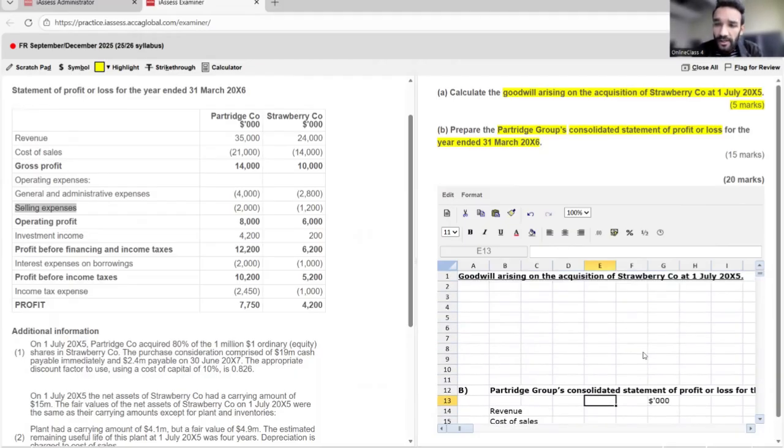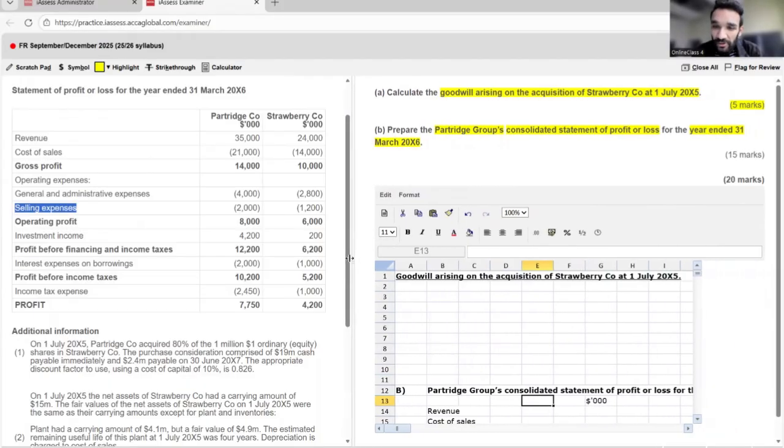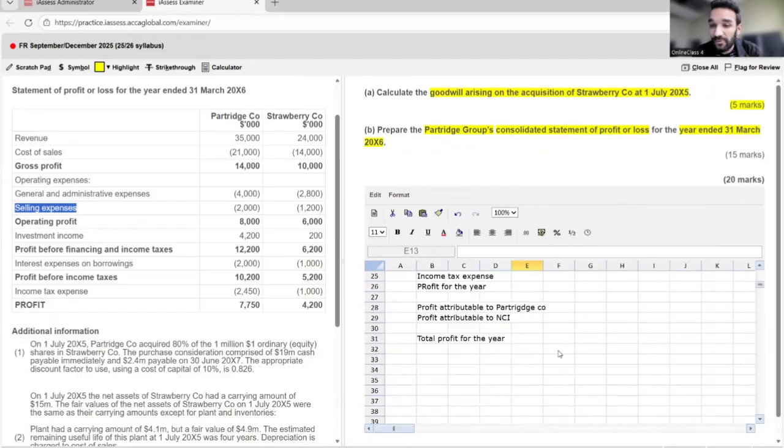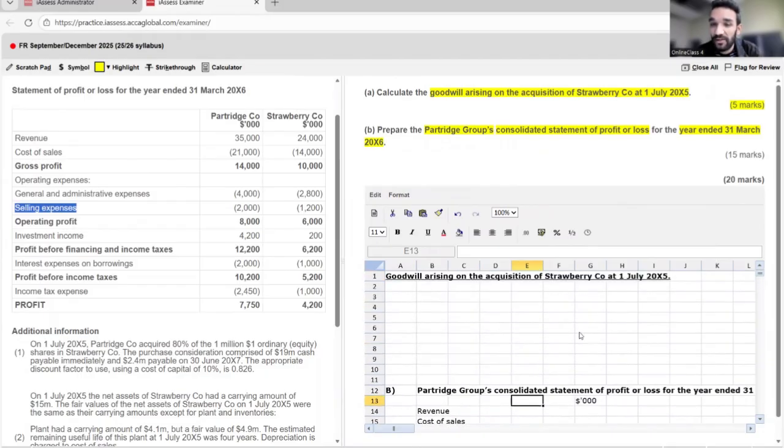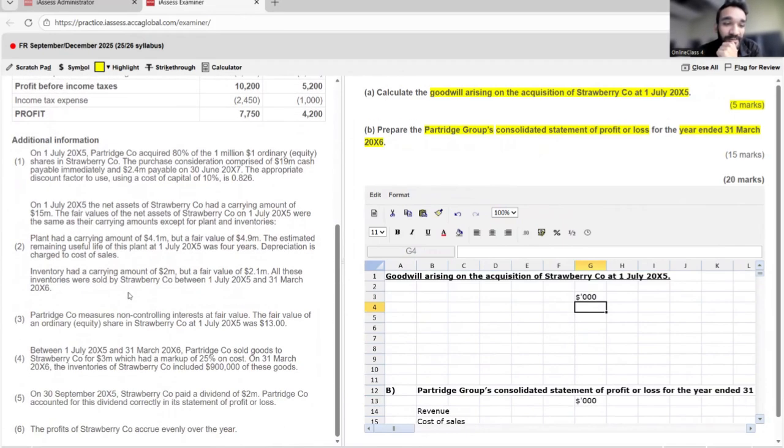So I think now we need to read the question in order to understand what the main things are over there. 15 marks for the profit and loss and 5 marks for the goodwill. And you can just use the function as well, right? Okay. So on the exam, by the way, there are 6 notes available. And one of the notes is very common: the profits accrue evenly over the year. That means these profits are going to be divided equally over the year.